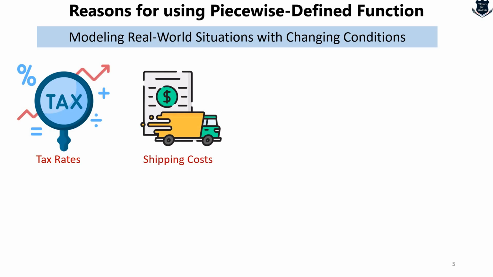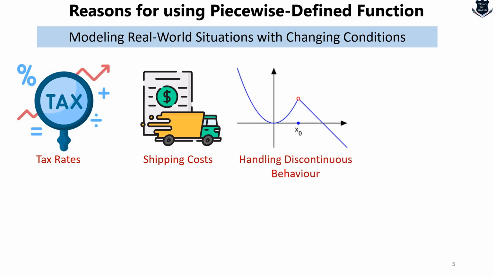The second one is shipping costs, because shipping costs vary based on weight, region or shipping speed. A piecewise function can represent these changes accurately. When you order something online, some parcels cost more, some parcels cost less, some are delivered faster, like Amazon Prime. Also, it helps in handling discontinuous behavior, because some functions have discontinuities or jumps.